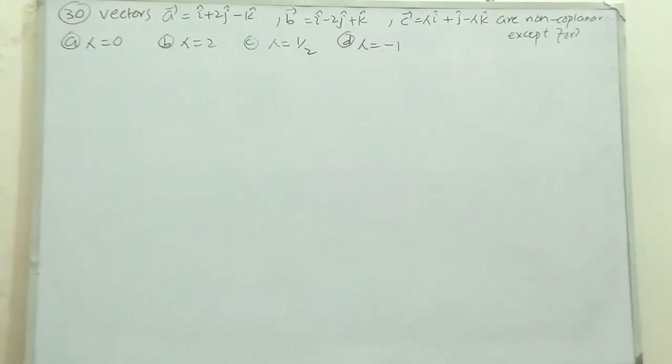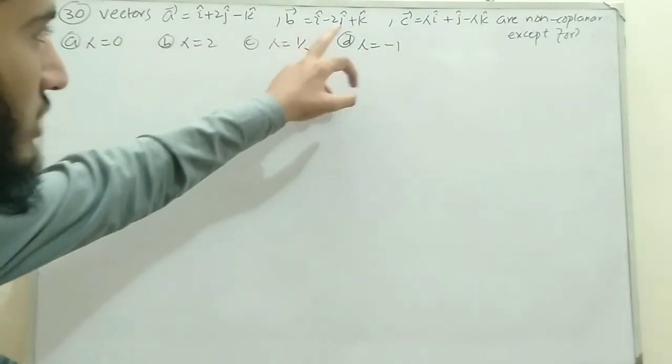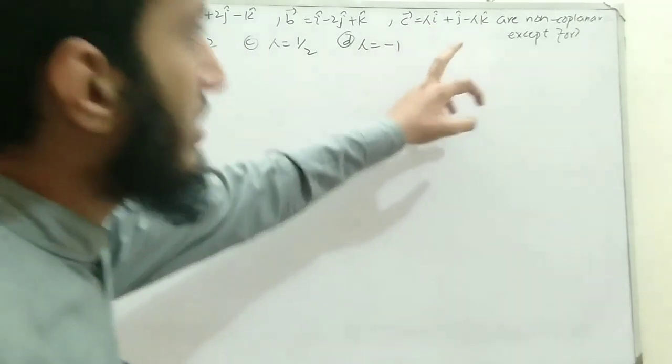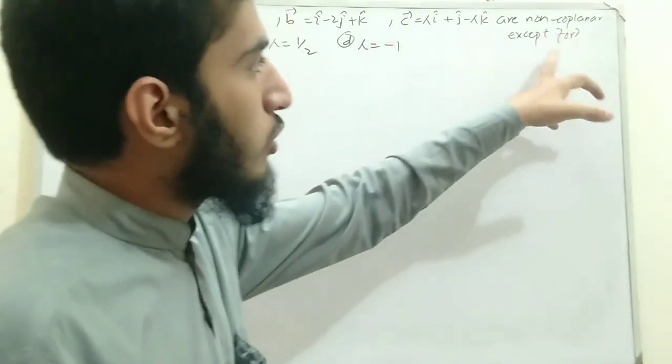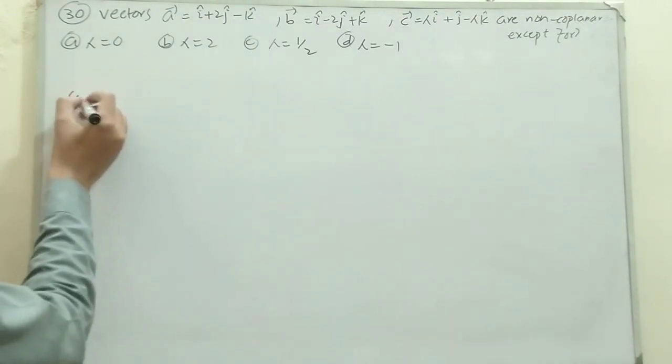Now move toward MCQ number 30. It tells that vectors a is i plus 2j minus k, vector b is i minus 2j plus k, vector c is lambda i plus j minus lambda k. These are non-coplanar vectors, except for the 4 options. Move towards the solution.